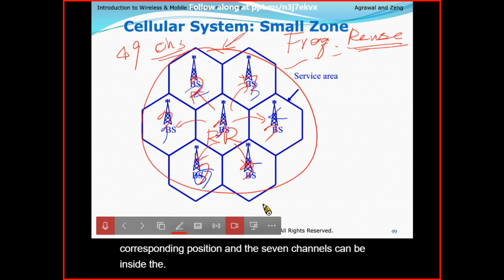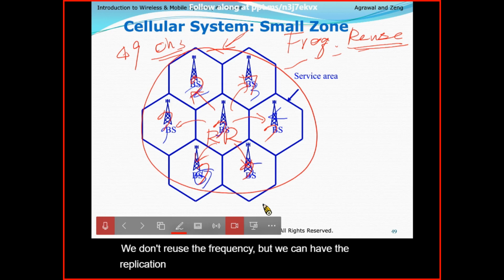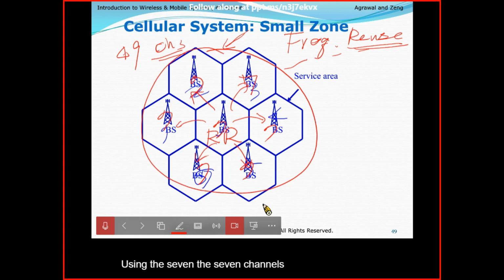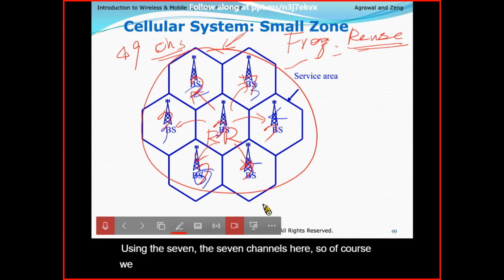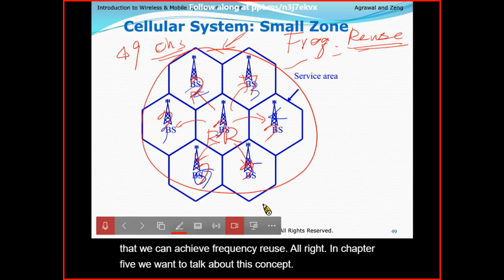Think about this. First of all, within the area here, we don't reuse the frequency, but we can have the replication, and so we will find the corresponding cell, maybe using the seven channels here. So of course we can reuse. Therefore, this is a pattern, the pattern so that we can achieve frequency reuse. All right, in chapter 5, we will talk about this concept of frequency reuse.